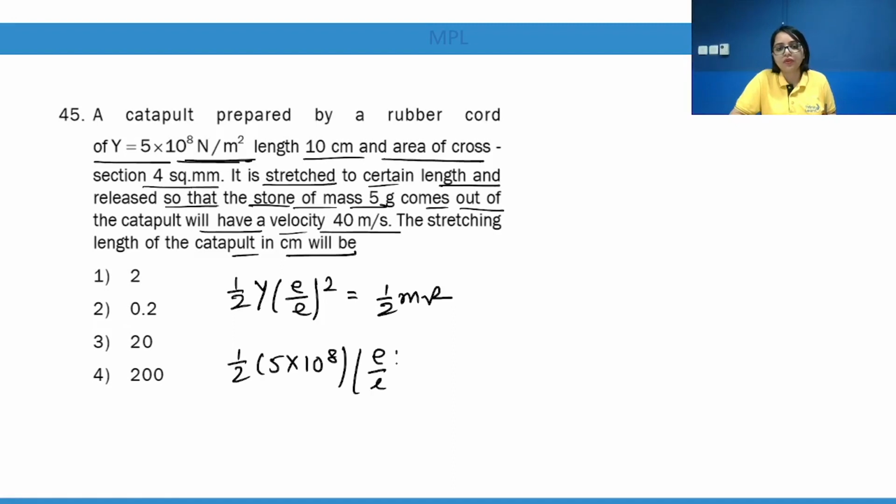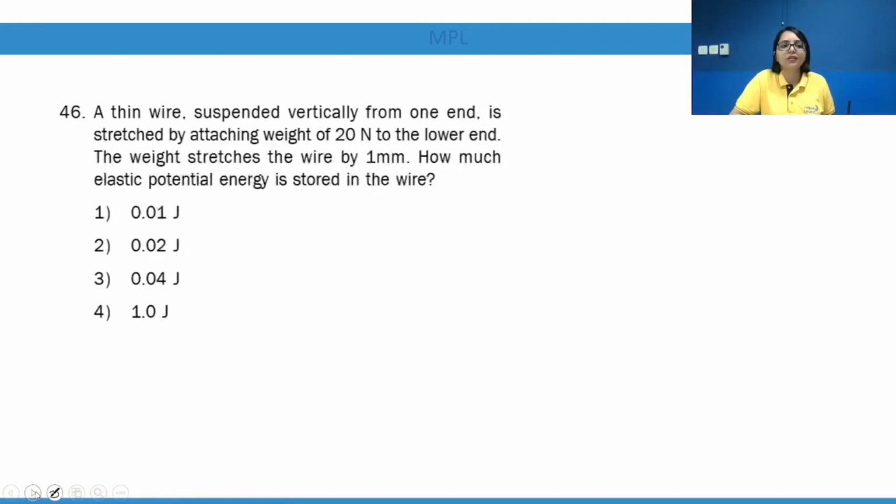You can put the value of L, and it is half m, which is 5 upon 1000 into v square, which is 40 into 40. So after solving this one, you'll get the value of E as 2 centimeter, right?